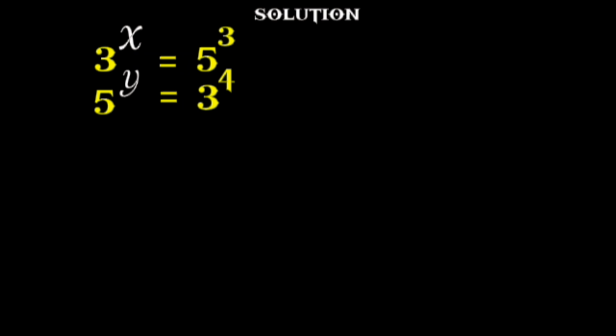Now watch this carefully. The first equation tells us 3 raised to the power of x equals 5 raised to the power of 3. The second equation tells us 5 raised to the power of y equals 3 raised to the power of 4. Now multiply both equations together.